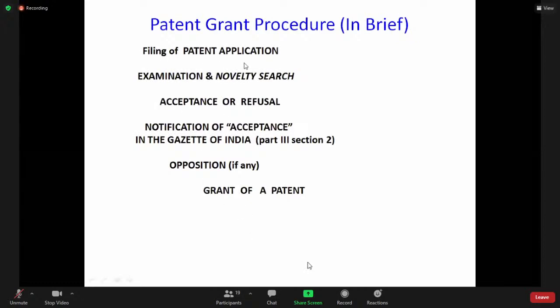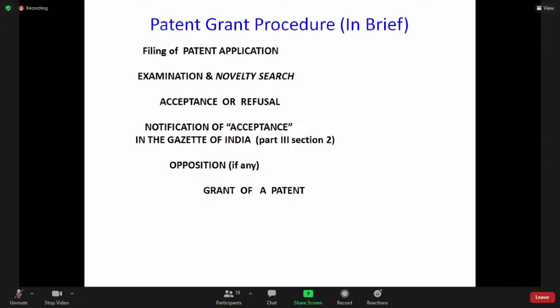First of all, you have to file the patent application. Then it takes around 2 years. Then there is an examination and novelty search done by the patent office. If they find that some novelty is there, then only they go for the examination. After examination, they may accept or refuse your application. Once it is accepted, then it is gazetted in the Gazette of India, right? Initially, in the first phase also, it is published in the Gazette of India. Then again, it is gazetted.